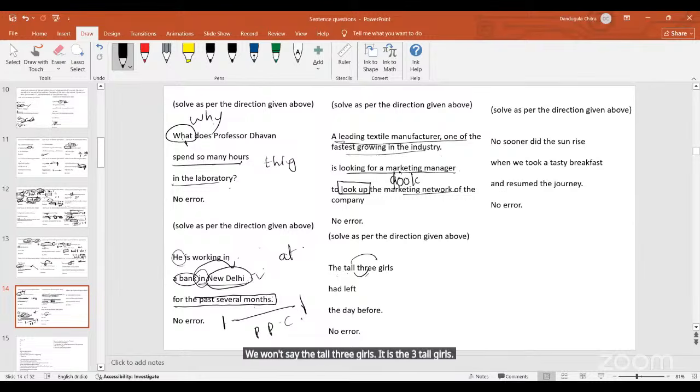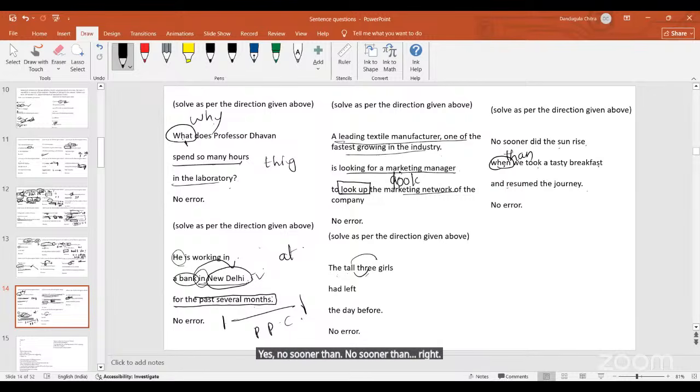Next, no sooner did the sun rise when we took a tasty breakfast and resumed the journey. Option B. Then, sir. Yes, no sooner than. No sooner than.